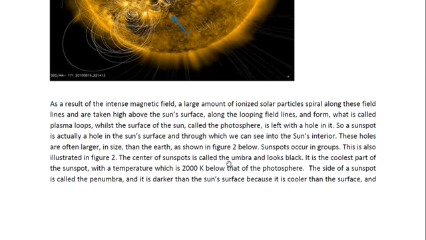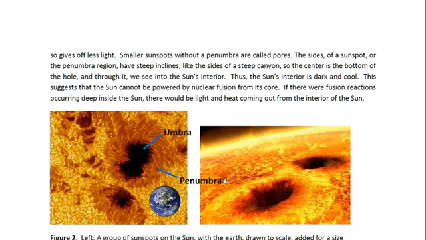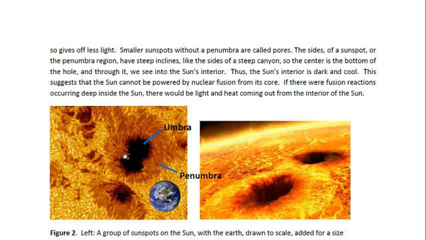These holes are often larger in size than the Earth, and we see here a figure of a sunspot. The dark part is called the umbra, and the region around that, which is darker than the photosphere but not as dark as the umbra, is called the penumbra. And here we have the sun to provide a size comparison. You see that a few sunspots are larger than the sun.